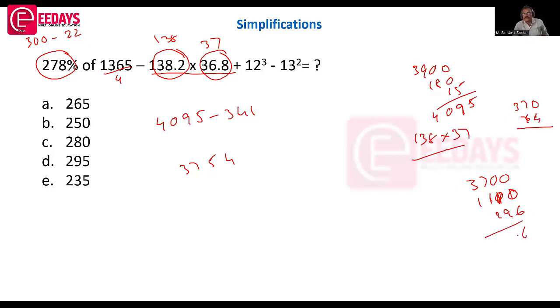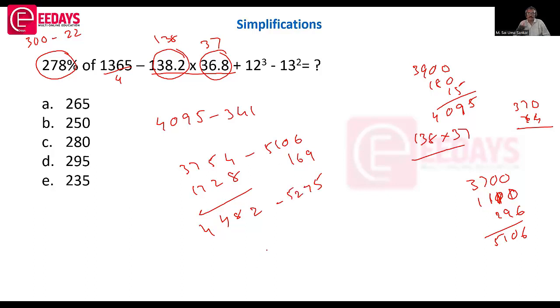So what happened? This is equal to 6, and this is equal to 0, 1, this is equal to 1, and this is equal to 5, minus 5106. ఎక్కడండి 169, ఎక్కడండి 1728, ఎందుకంటే 12 cube కాబట్టి. ఓకే, సో దిస్ ఈక్వల్ టు 1, దిస్ ఈక్వల్ టు 8, 4, 4, minus this is equal to 5, and this is equal to 7, and this is equal to 2, and this is equal to 5.